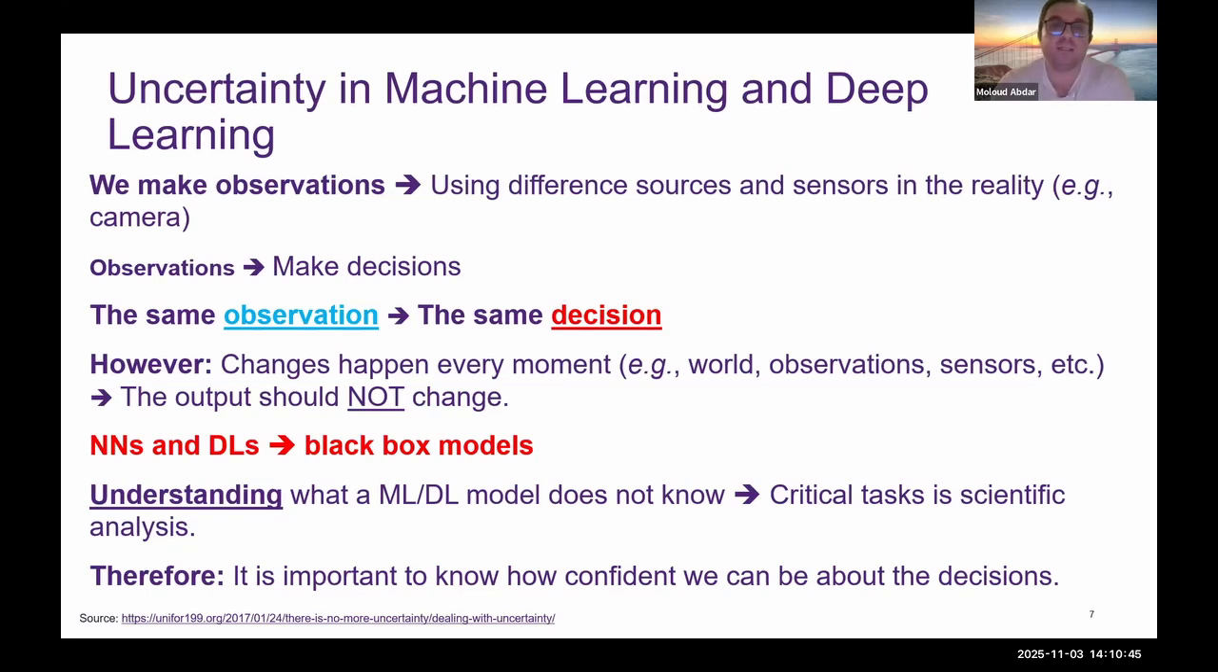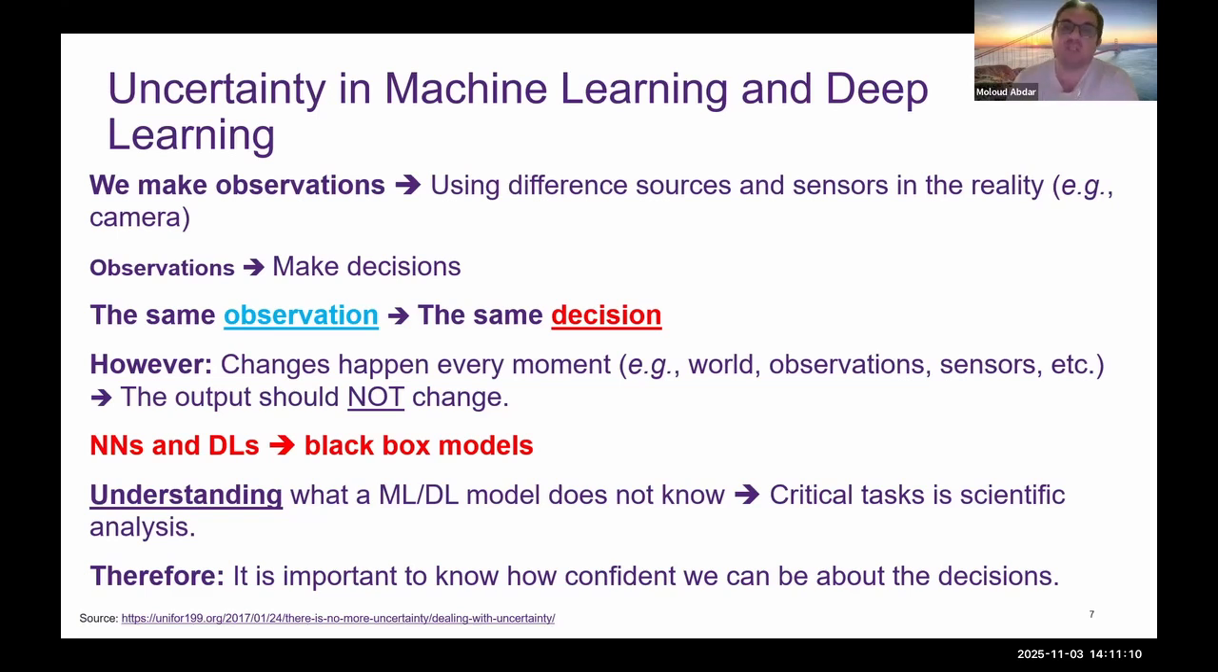The other point that should be highlighted is that uncertainty is happening everywhere, not just in AI. It can happen in our daily life. For example, if you want to buy a car or a house, everything should be considered. Uncertainty in machine learning and deep learning plays the same role.